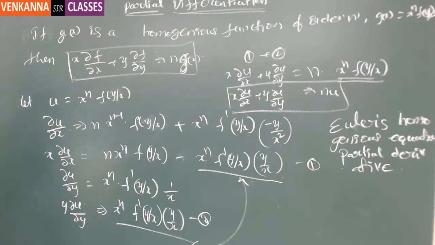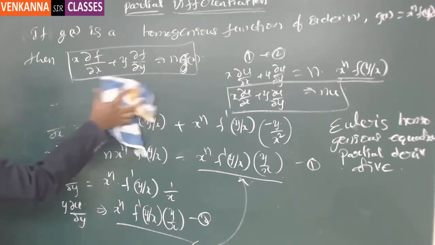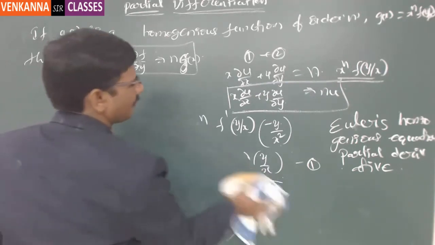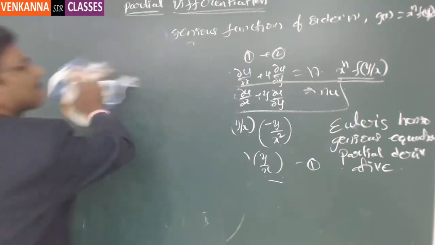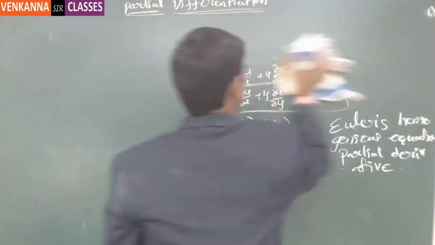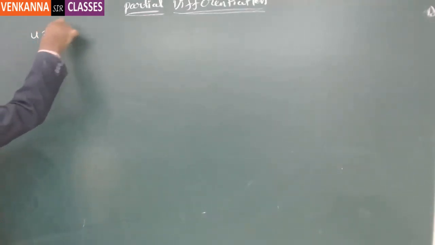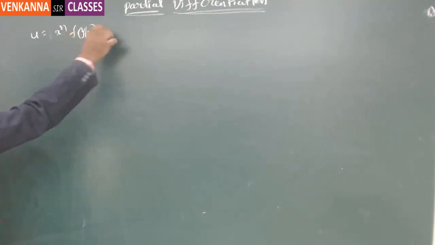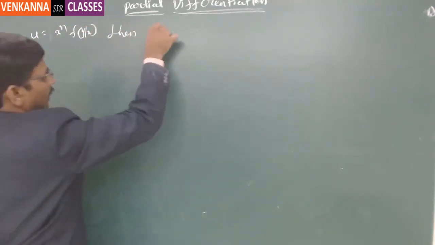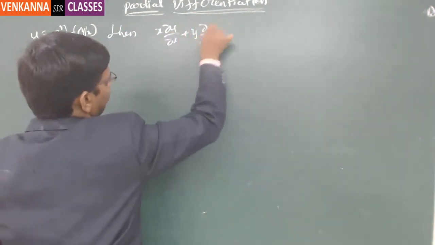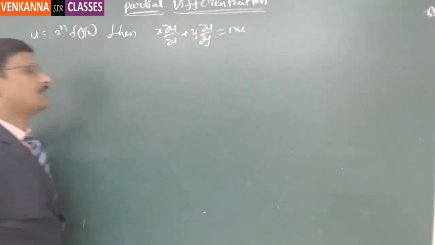Okay. So a little extension to this, that is, if you take the second order derivatives: if u is equal to x^n into f of y/x, then x ∂u/∂x plus y ∂u/∂y is equal to n times u. So this is the fundamental principle.